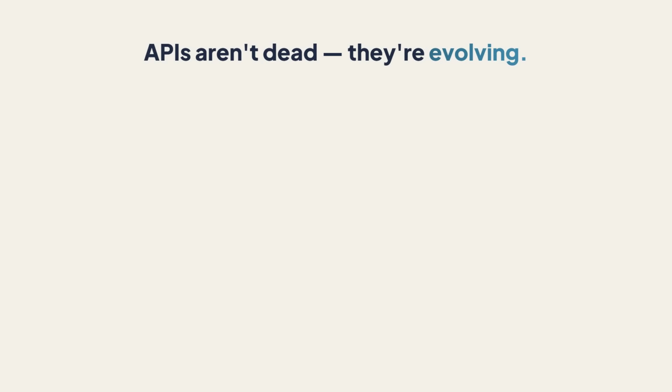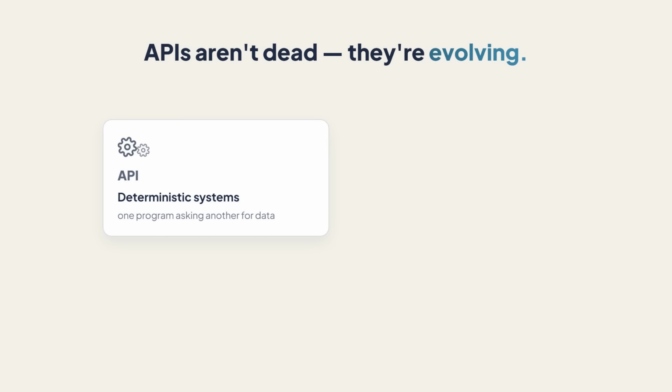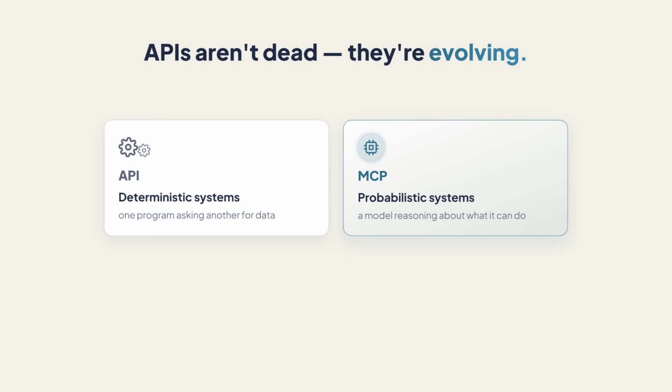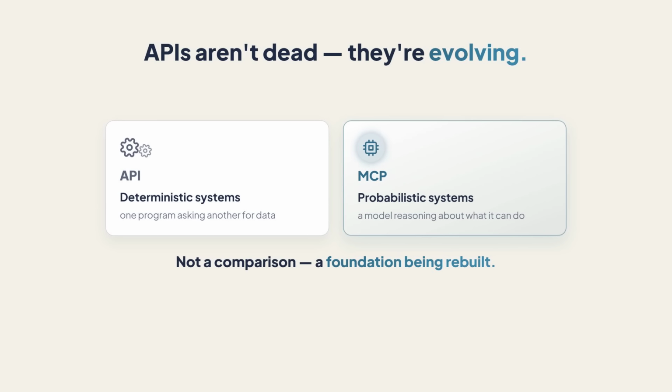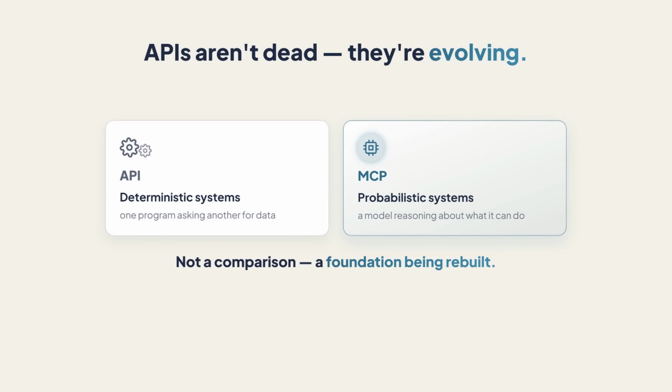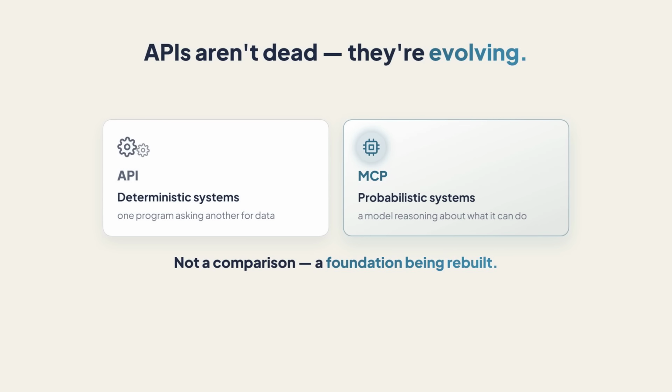So, to sum up, APIs aren't dead, they're evolving. APIs were made for deterministic systems, one program asking another for data. MCP is made for probabilistic ones, a model reasoning about what it can do. It's not a head-to-head comparison, it's a foundation being rebuilt. MCP, sitting one layer above your APIs, turning static routes into living interfaces a model can actually reason about.